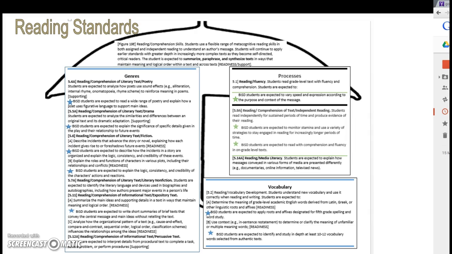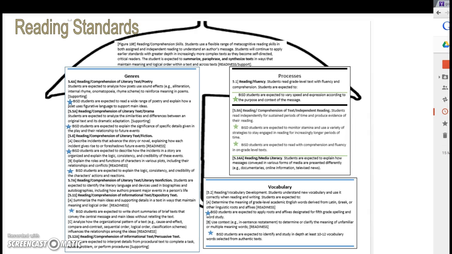In the processes, it's fluency. We're always working on fluency within our reading processes. Independent reading, I want students really gauging independently where they are, building their stamina. That's extremely important at 5th grade for us to build our stamina, but to continue to read with comprehension and fluency. We're going to bring in media literacy about how messages are conveyed in various forms of media.